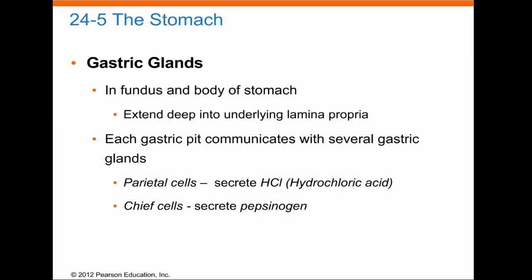So in the fundus of the stomach, the top part of the stomach, is where we get gastric glands, where they secrete hydrochloric acid, so the parietal cells and the chief cells. The parietal cells are involved in hydrochloric acid secretion, very important to keep the pH low in order to be able to break up the food. And the chief cells secrete pepsinogen.